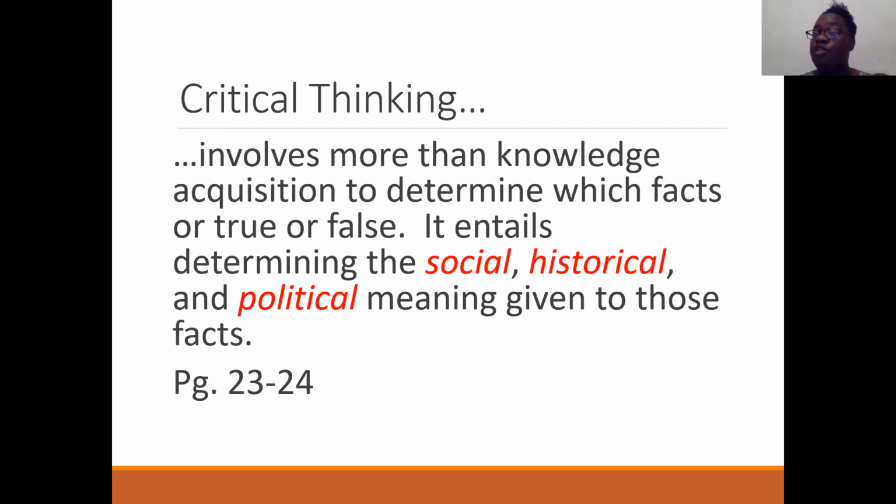When we think critically, we challenge the belief that knowledge is simply the result of a rational, objective, value-free process. We have to know that all knowledge is situated in social, historical, and political times, and because of that, it is never neutral or objective. It's always situated in something.